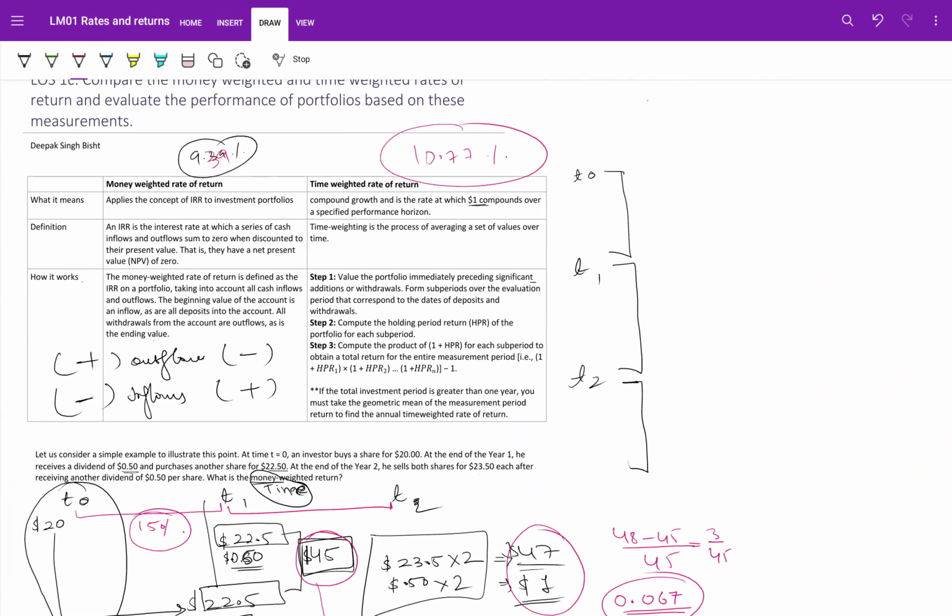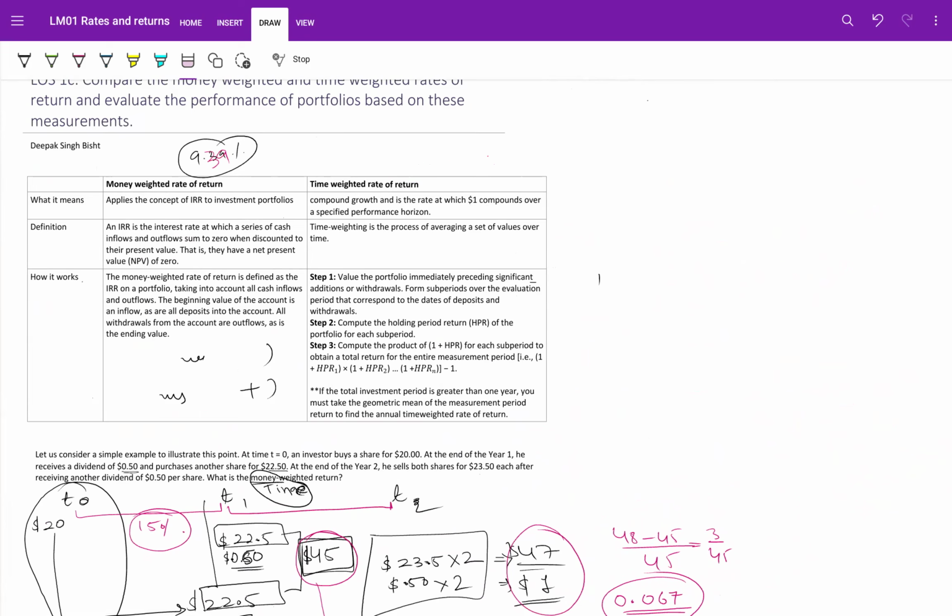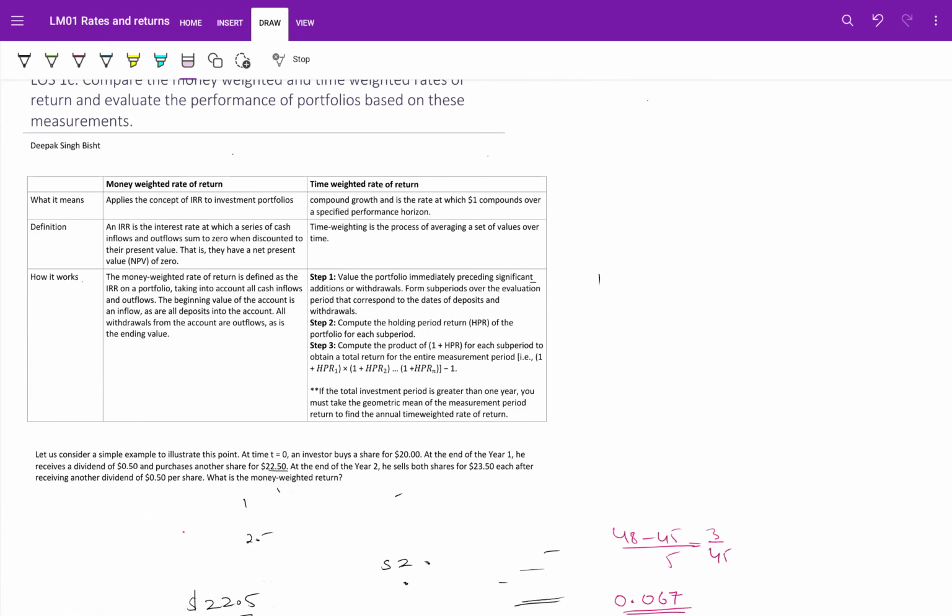When we use the money weighted rate of return, the numbers were 9.39. Then the same numbers when we use the time weighted rate of return, the numbers were different. So cash flows actually have a huge impact. When we are using the time and the cash flows, the calculations are very sensitive to time and the cash flows.